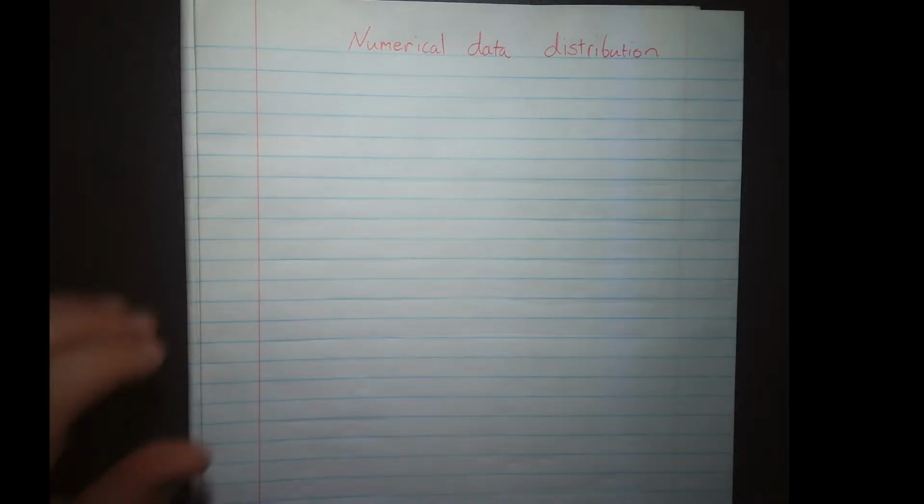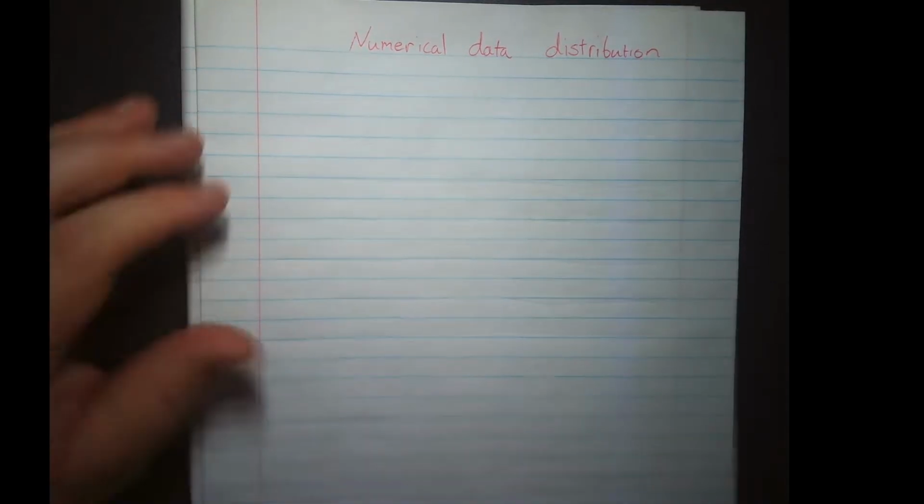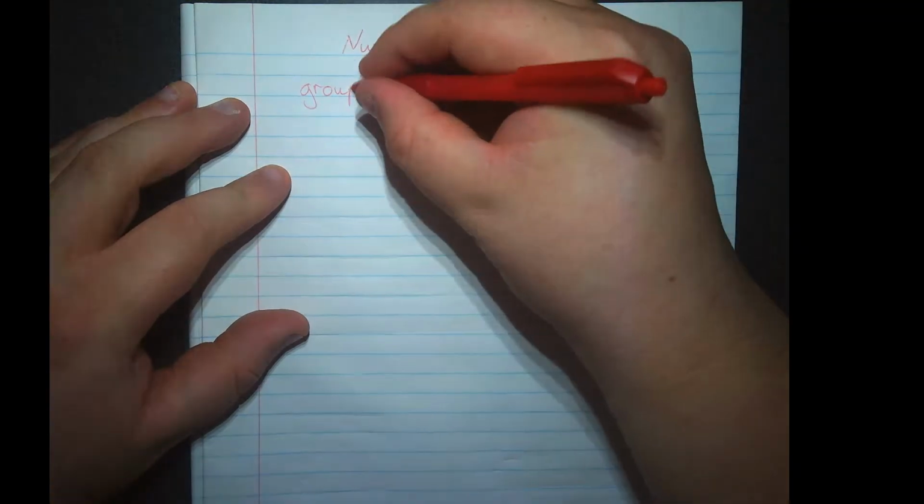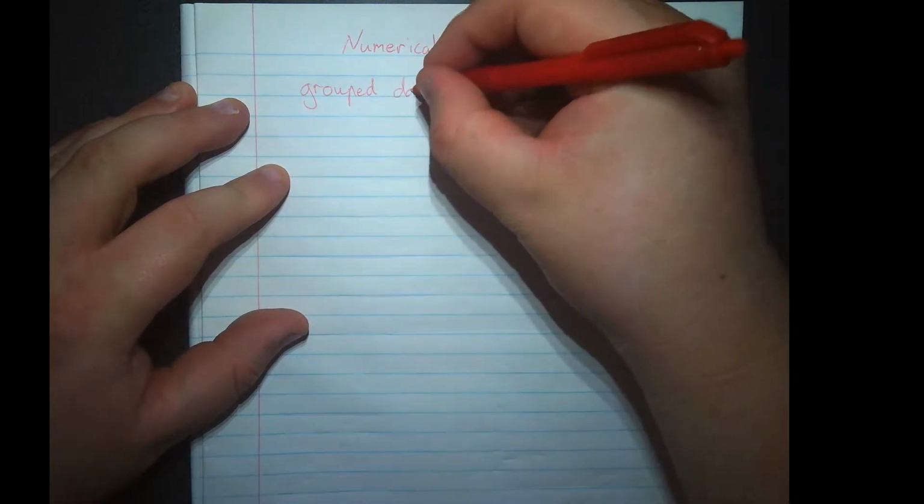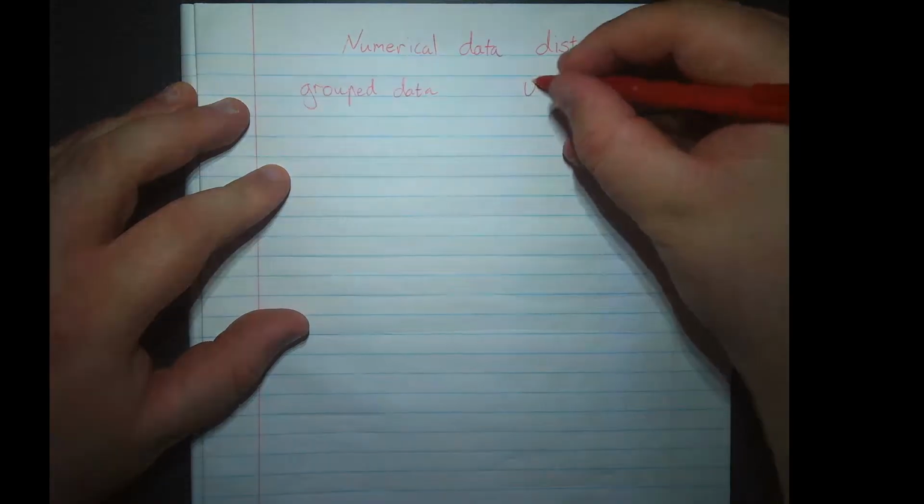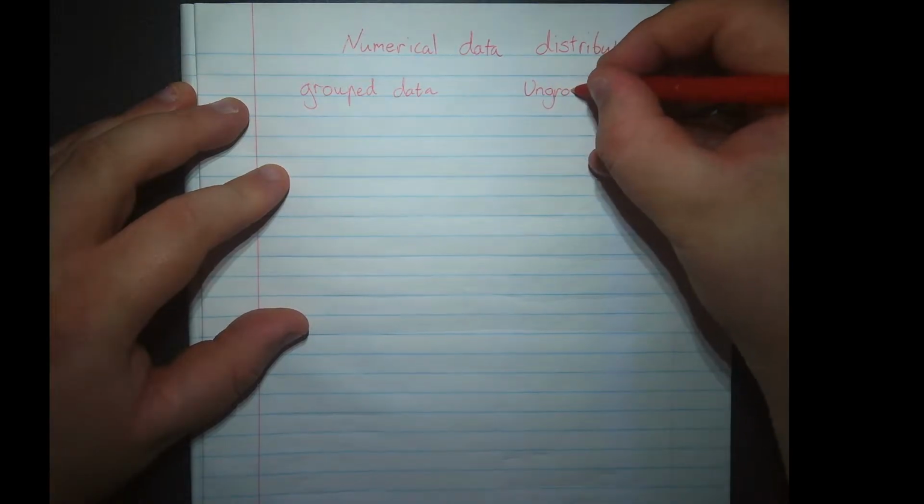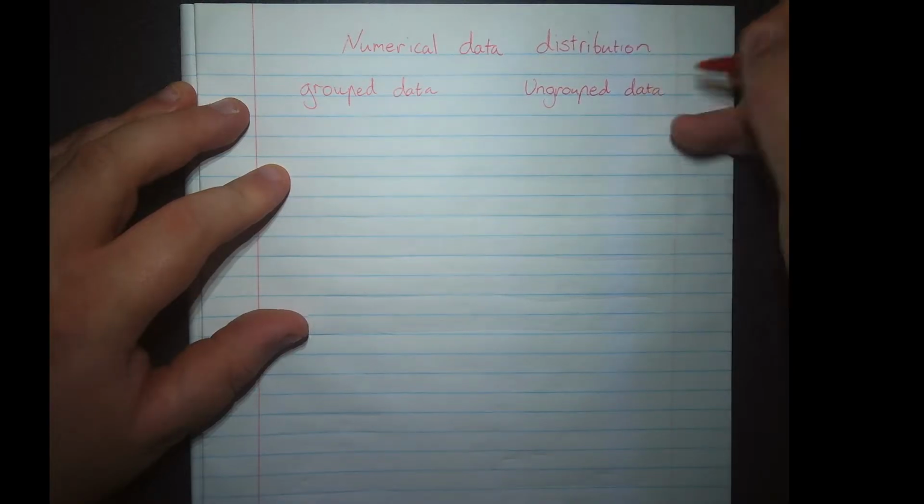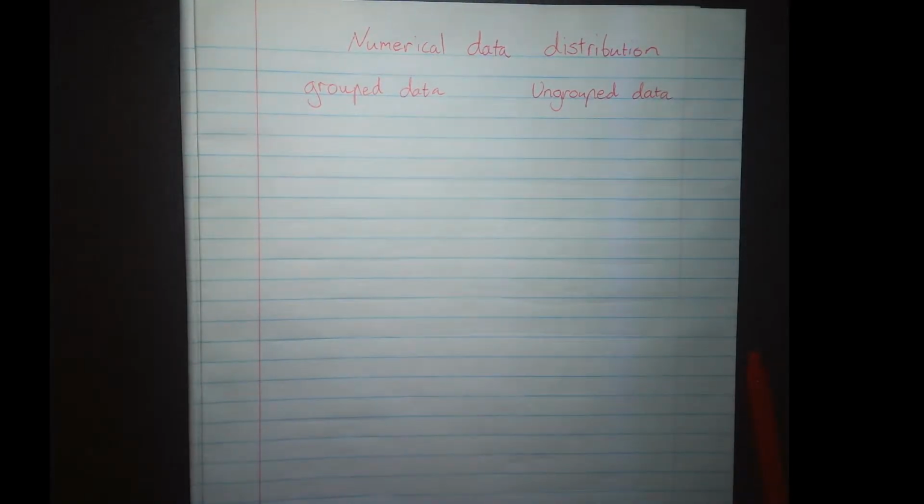We can also look at two different types of numerical data displays. We have data that is considered to be grouped, and we have ungrouped data. And depending on the sort of question, you'll have to figure out which one of these two things we're looking for. So when we're talking about ungrouped data, we're looking at individual data points.